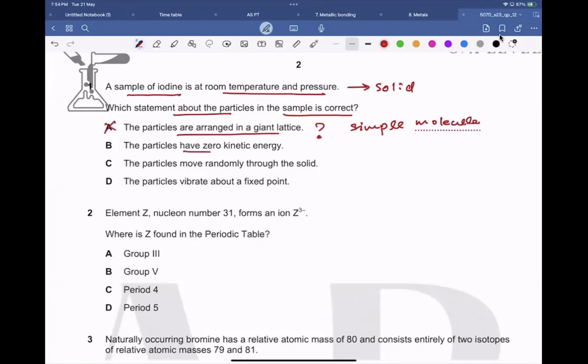So A goes wrong. The particles have zero kinetic energy. No, it's not possible. They must have some kinetic energy. The particles move randomly through the solid. Not at all. So C goes wrong. The particles vibrate about a fixed position. Yes. So D is the correct answer.